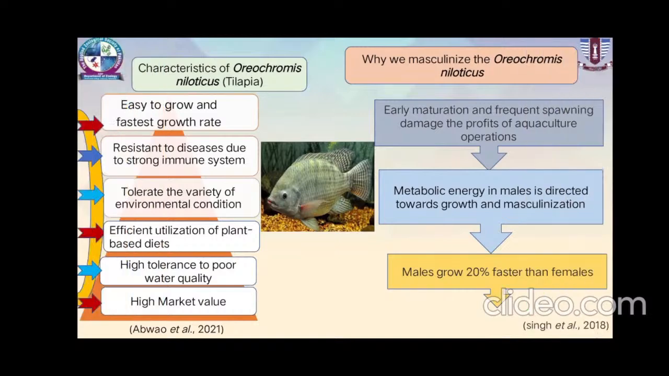Why did we choose Oreochromis niloticus? Because they are easy to grow, have the fastest growth rate, are resistant to disease, tolerate a variety of environmental conditions, efficiently utilize plant diet, have high tolerance to poor water quality, and have high market value.